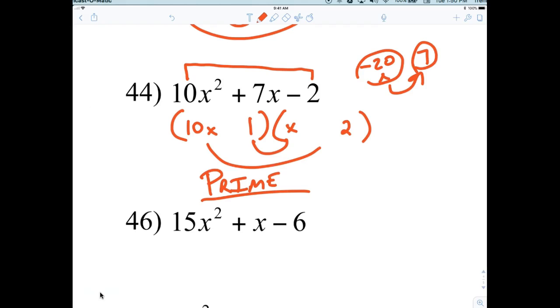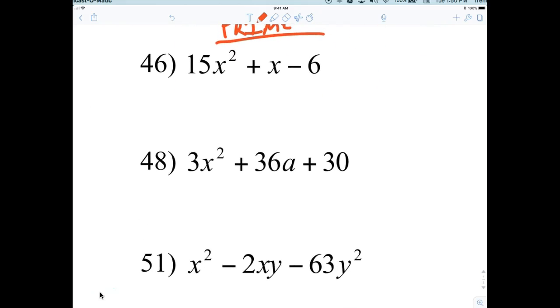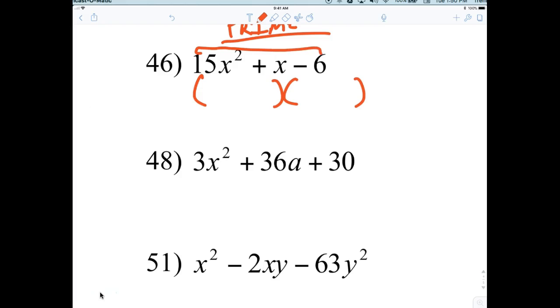All right. Here we go on number 46. Again, basic problem here. Now let me give you an example. Look up here, guys. This is a good technique. 15 times 6 is 90, and I want it to be a positive 1. Therefore, I know it can factor because the factors of 90 are 10 and 9.